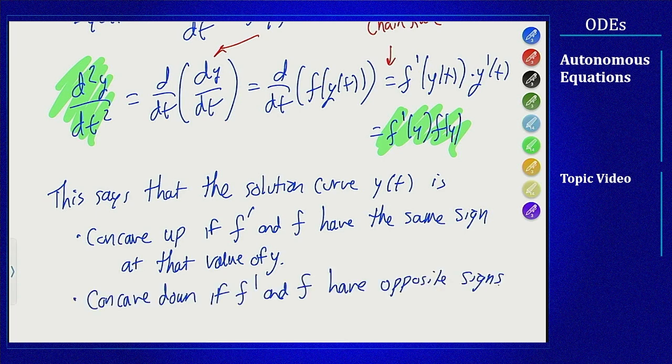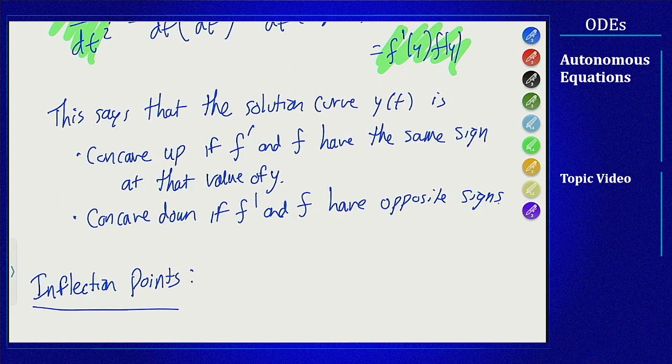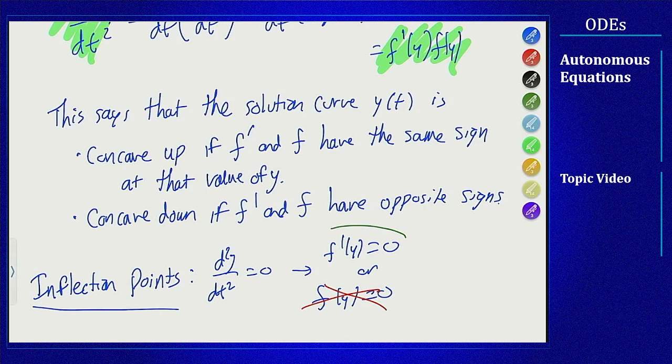Now from this, where would I get inflection points? Well, your normal candidates are where the second derivative is 0, which in this case means that the product f prime times f is 0, so one of those two things must be 0. However, we've seen that second one before. f of y being 0 means we have an equilibrium solution, where things aren't moving at all. There's no concavity there because things aren't moving up or down. So these ones don't matter. The only important thing to keep in mind here is we're going to see inflection points where f prime of y is 0. In particular, where f prime changes sign at a critical point.